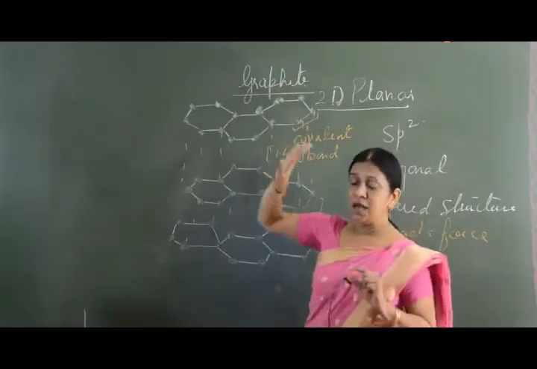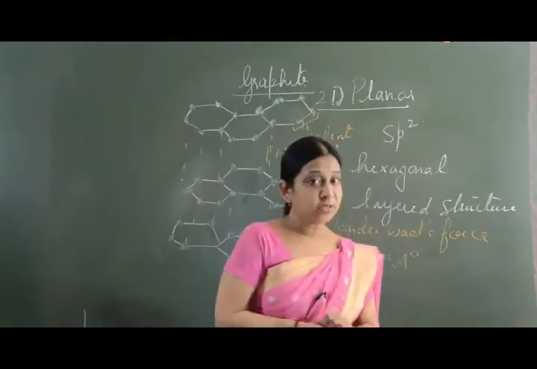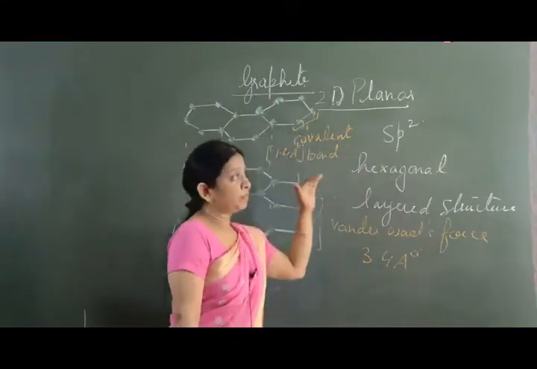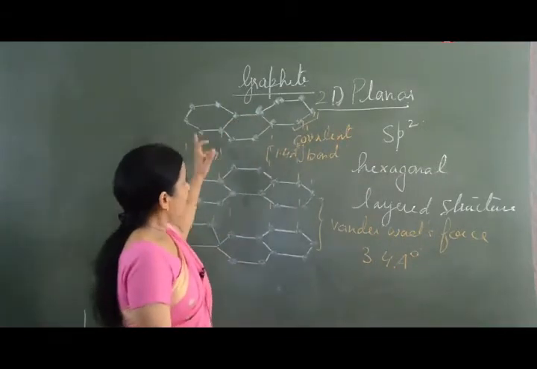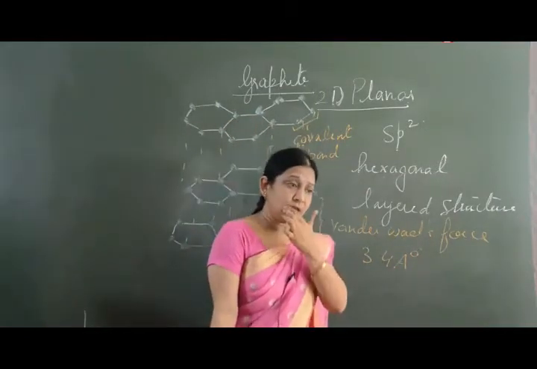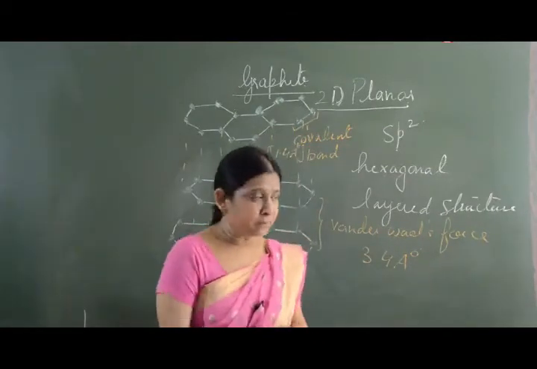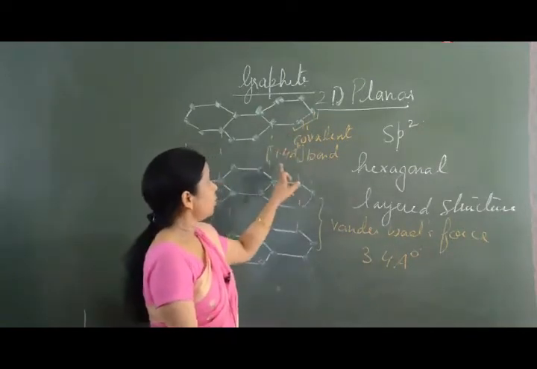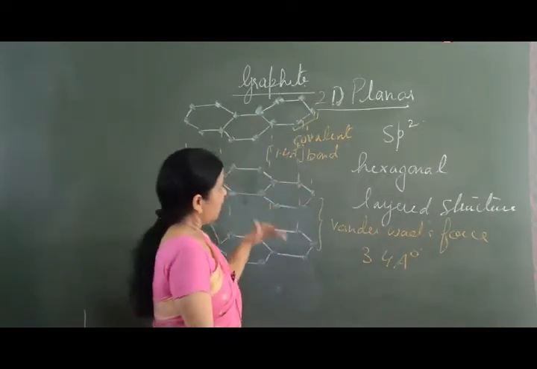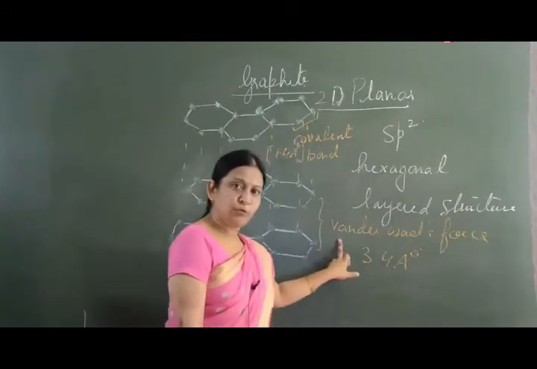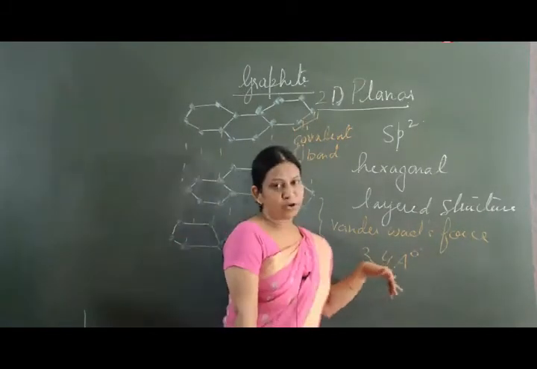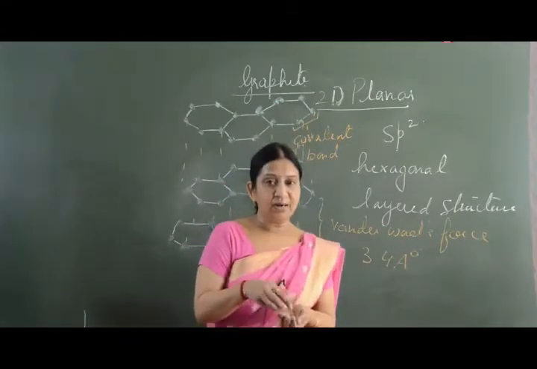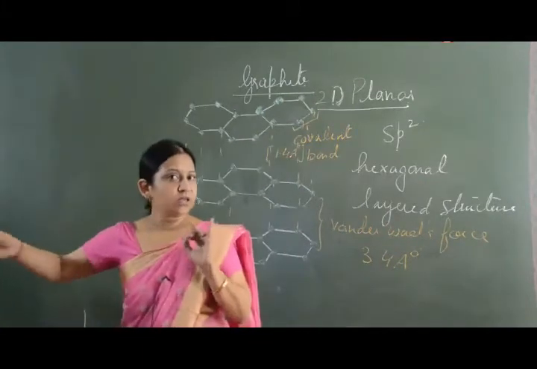So graphite is having a 2D planar structure. It is a two-dimensional planar structure. The carbon which is present is sp2 hybridized. It has got a layered structure, and within the layer the arrangement of carbon is hexagonal. Within the layer, the bonding is covalent, and the order of the covalent bonding is 1.4 angstrom. Between the layers, the bonding is van der Waals force of attraction, and the order is 3.4 angstrom. Now if we consider the two types of bonding, covalent bonding is stronger than van der Waals.